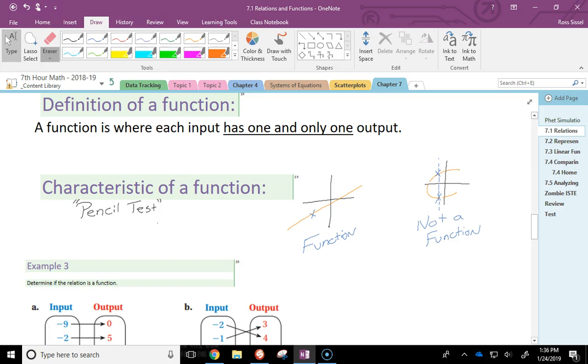Now, can two different inputs go to the same output? Yes, that's okay. I can say an input of 1 goes to 0 and 2 goes to 0. That is still a function, as long as the input only has one line coming off.